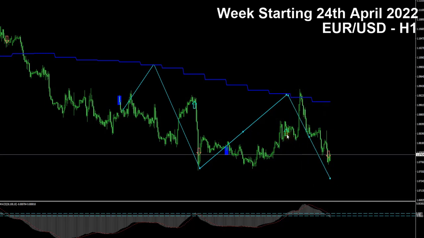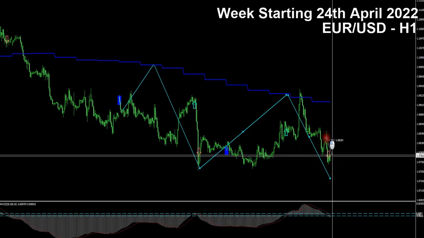But we had a couple of signals. We had a buy signal on Wednesday, which we didn't take because price is underneath our multi-time frame moving average. We were only looking to sell, and this buy signal was obviously ignored. And then literally just a few hours ago we had an opportunity to sell.